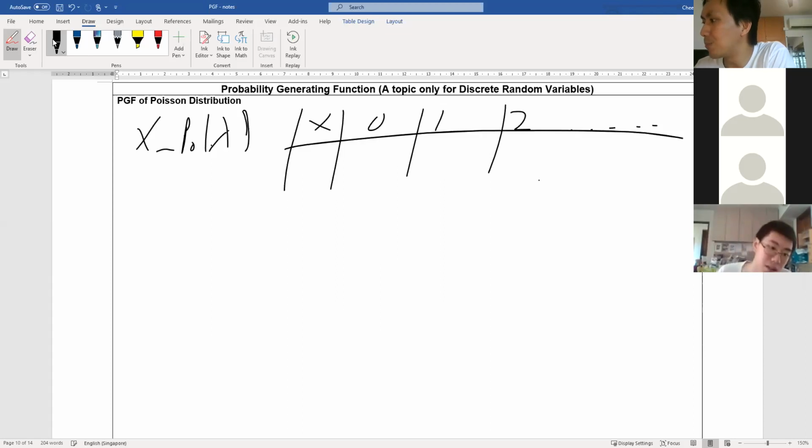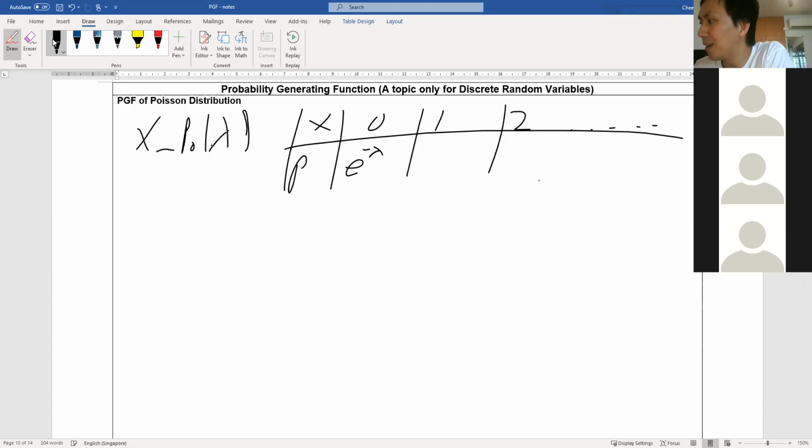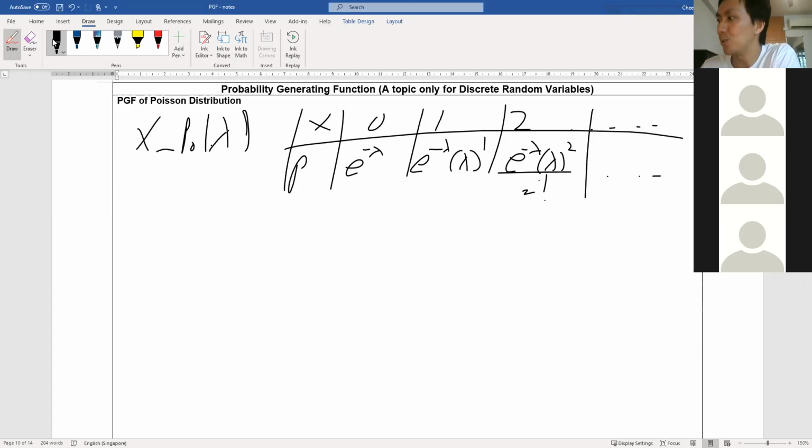If you want to calculate its probability, this will be e to the power of negative lambda. This is e to the power of negative lambda, lambda to the power of 1. Then e to the power of negative lambda, lambda to the power of 2 over 2 factorial, and then so on and so forth. These are all computed based on the PDF of a Poisson distribution. If these are all in place, you can actually construct the PGF of a Poisson variable. It will look like this.